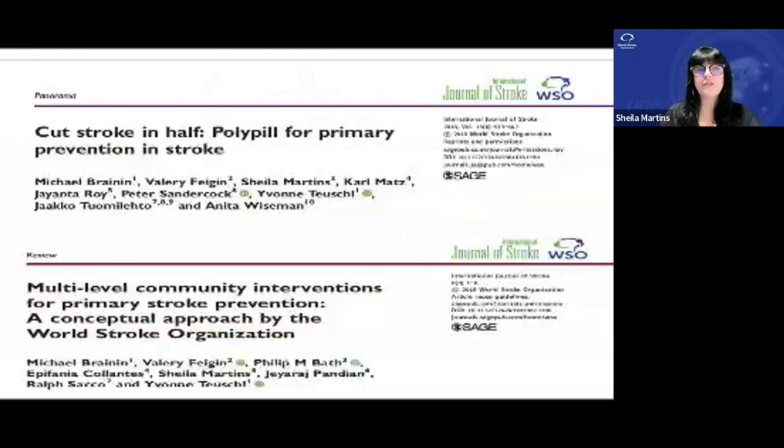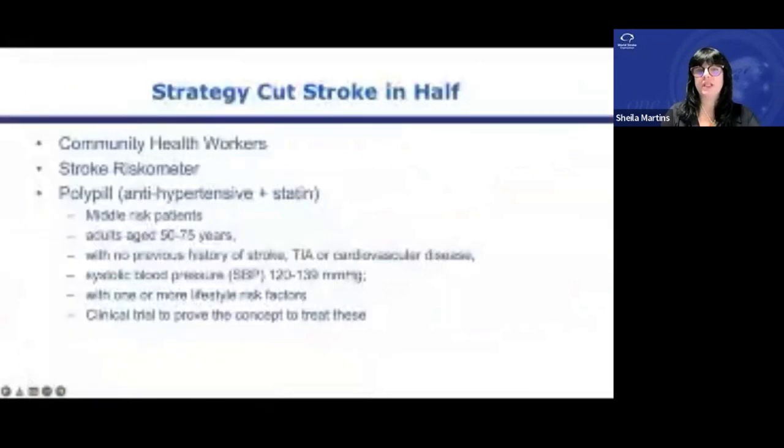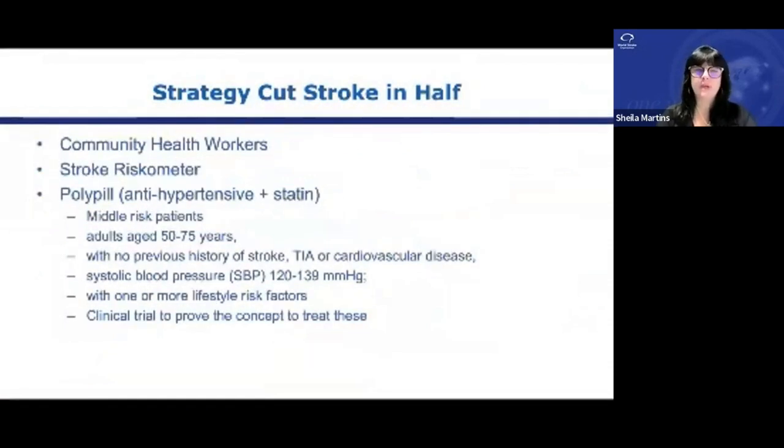In Cut Stroke in Half, published here by the World Stroke Organization, the strategy is to work with community health workers, including a stroke riskometer, and a polypill of antihypertensive and statins in middle-risk patients who are adults aged 50 to 75 years old with no previous history of stroke, TIA, or cardiovascular disease, with systolic blood pressure 120 to 139, with one or more lifestyle risk factors, and with a clinical trial to prove the concept that treating these patients can decrease the burden of stroke and other cardiovascular disease.